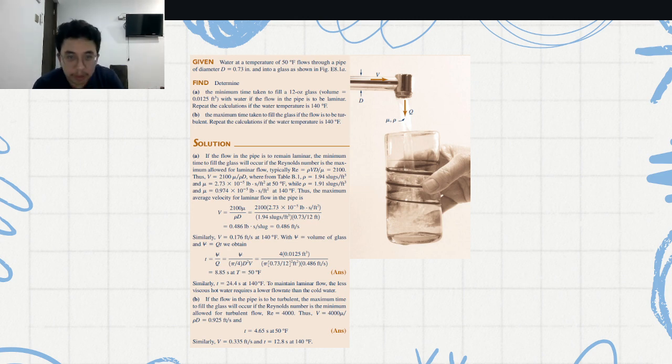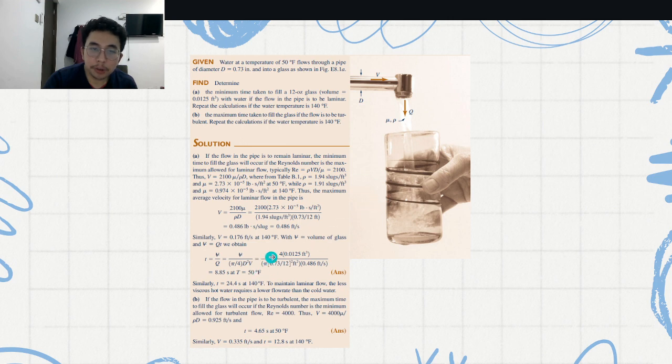My bad. It equals 2100 times 2.73 times 10 to the minus 5 pounds times s per square foot, divided by 1.94 slugs per cubic foot times 0.73 per 12 feet. We get the velocity as 0.486 feet per second.